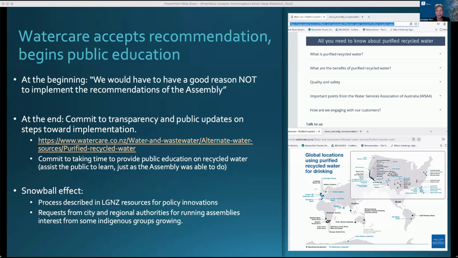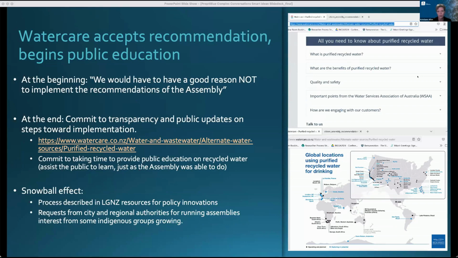Now that we had, I guess, a run on the board, so to speak, we had a win with this one, and others were asking us, well, how can we repeat this? How can we do this? So, for instance, the process was described in LGNZ, which is Local Government New Zealand. It's an agency that serves local governments and really helps with best practices and policy, training and resources for policy practitioners at the local level. And so this process from the utility was featured in that.